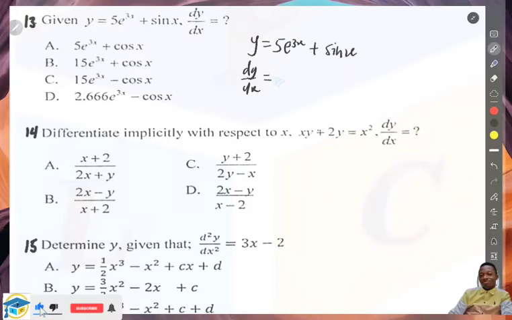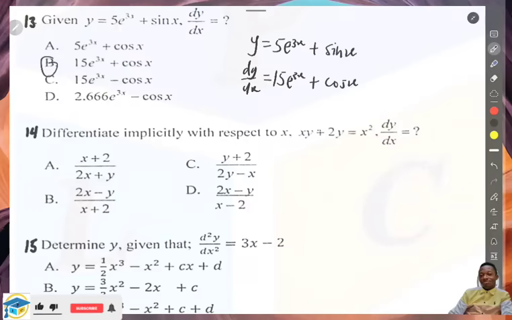multiplying 5 should fetch me what? 15. Okay. After that, I will then repeat what? The exponential function 3x. So I'm done with the differential. Plus, differential of sine should result to what? Cos. So that should be cos x. And I'm done. Just one step. Okay. So that should be 15 exponential sine 3x, exponential function 3x plus cos x. And what are we getting? So we have what? Option B as our answer.